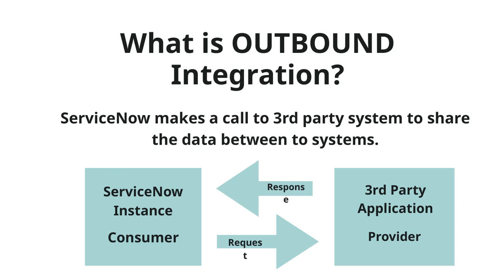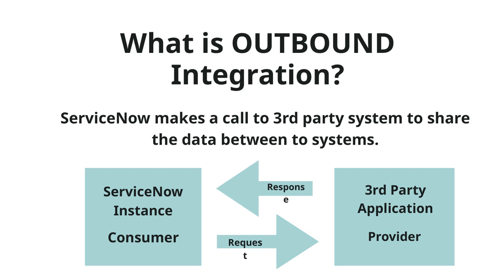All right, let's talk about what outbound integration really means. Essentially, it's when ServiceNow makes a call to a third-party system to share data between the two systems. So, imagine ServiceNow as the provider of the data, reaching out to another application, which we call the consumer. The process starts with ServiceNow sending a request, which is like asking the third-party system for information or to perform a task. Once the third-party system receives that request, it processes it and sends back a response.